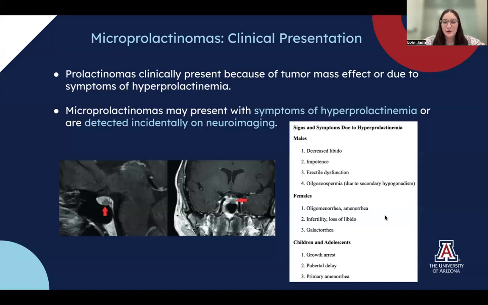And I like this little photo on the right here. You can see some different signs and symptoms stemming from hyperprolactinemia in males, females, and children or adolescents. And this imaging is nice too, because you can see the microprolactinoma right there.